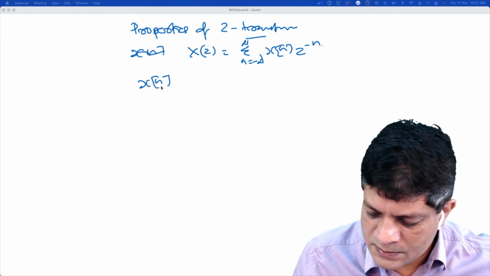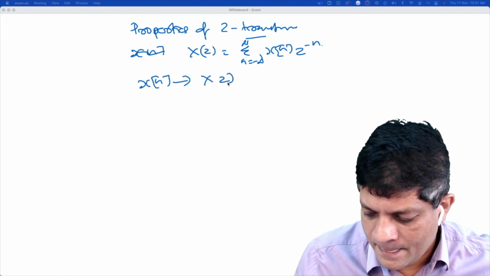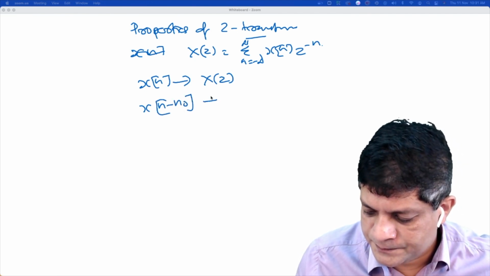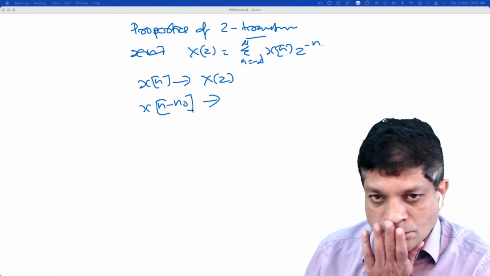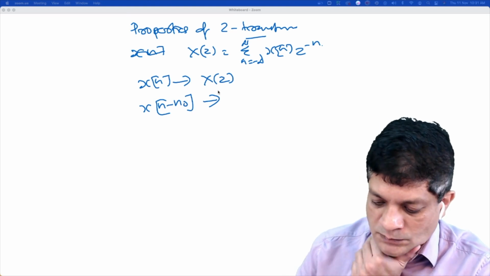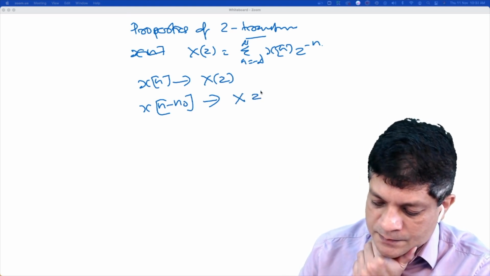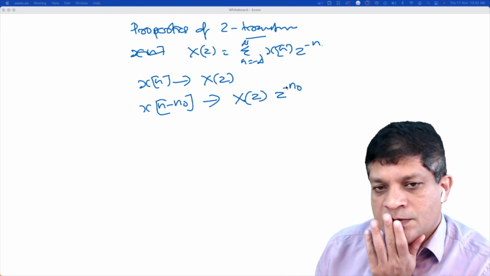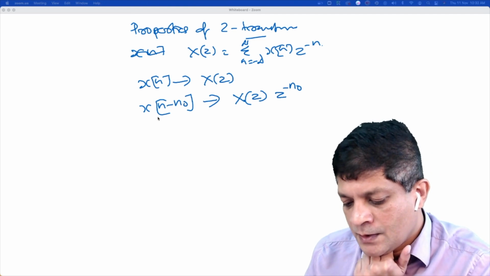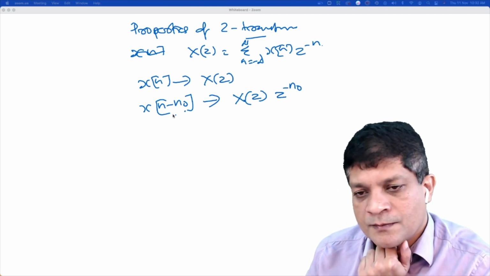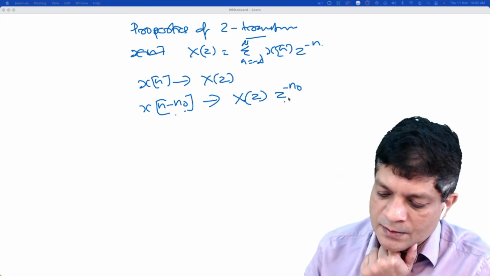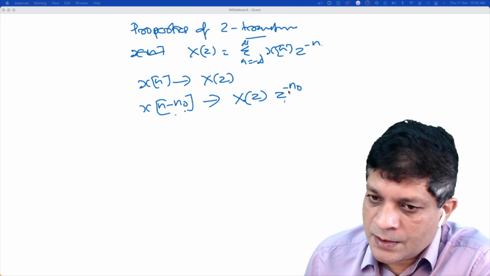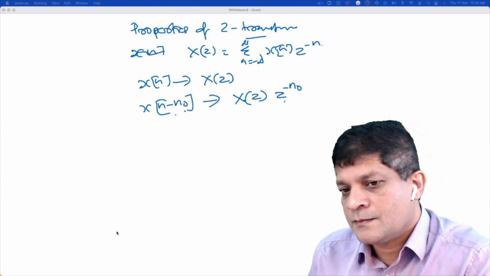So if x[n], what about the time delay operation? Okay, I'm writing it here. This is the time shifting property. If there is a time shift, then it is multiplication with z raised to n naught. Now, can you tell me what will happen to the ROC?